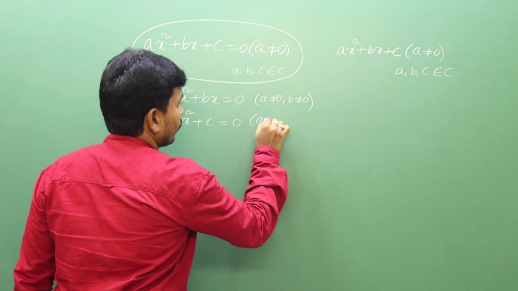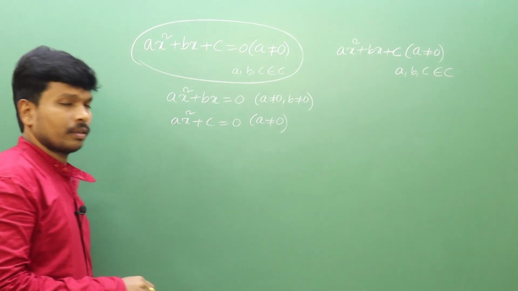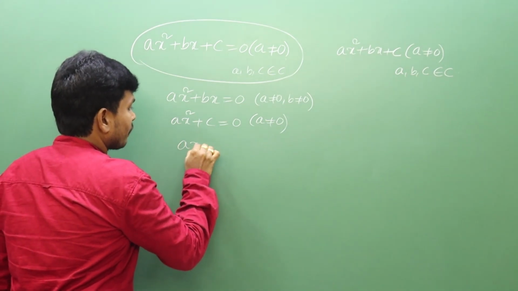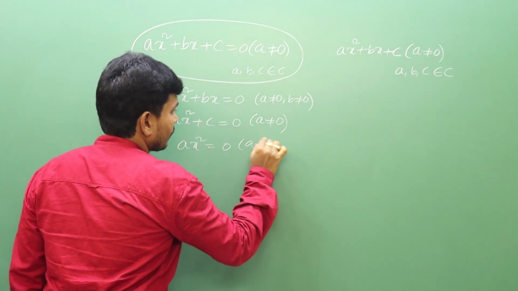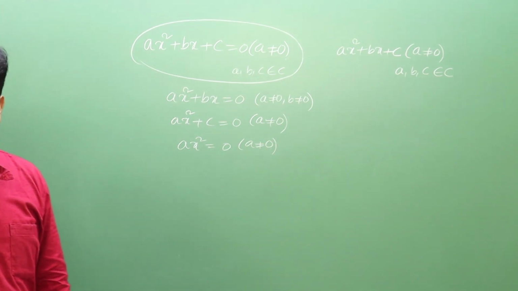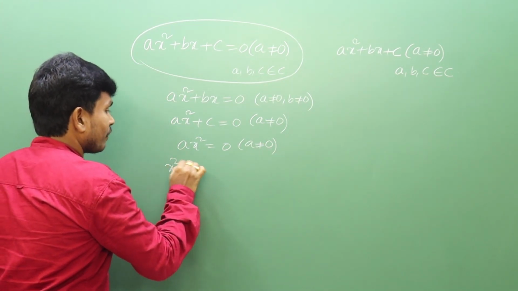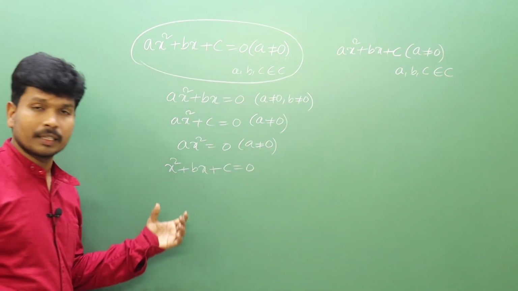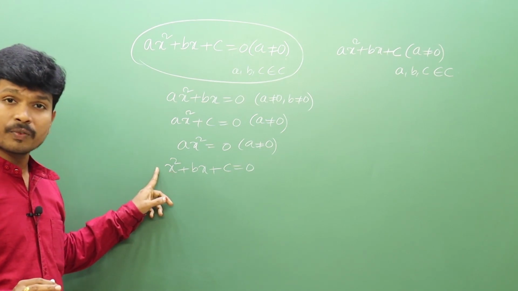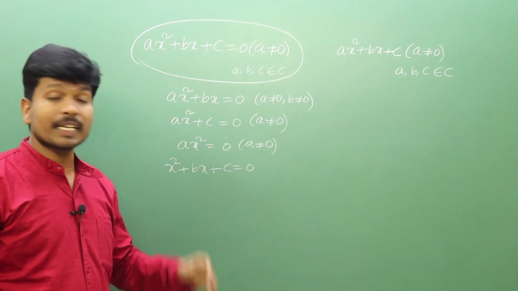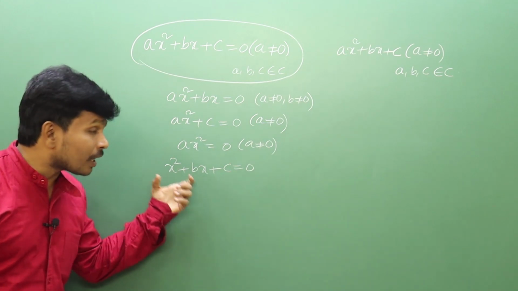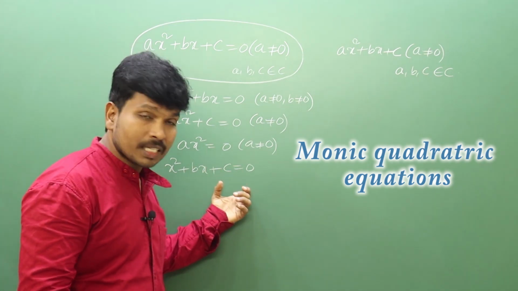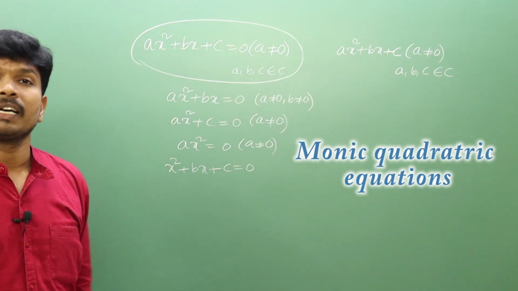Here also a not equal to 0. a must be not equal to 0. c may or may not be 0, no problem. Next, ax² = 0. Is it quadratic? Yes, it is also quadratic. Now x² + bx + c = 0. Is it quadratic? Yes, because the x² coefficient is 1, and 1 is not equal to 0. It is a quadratic equation. This equation is called a monic quadratic equation.